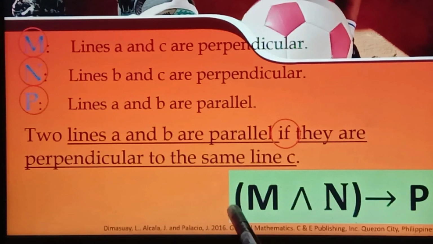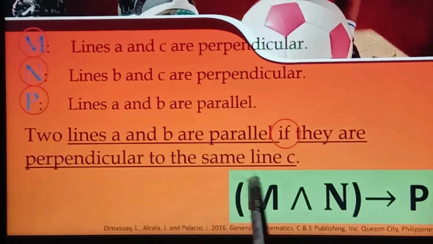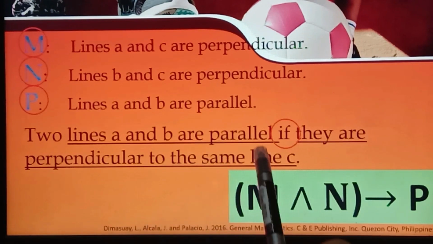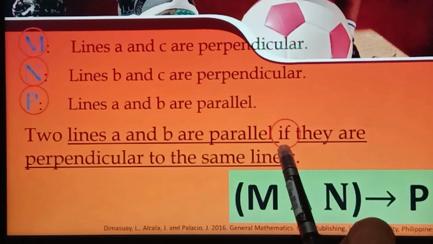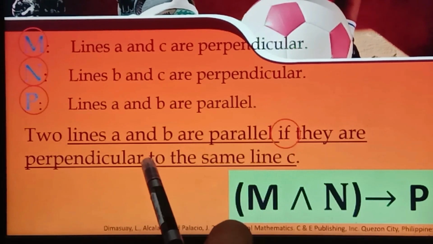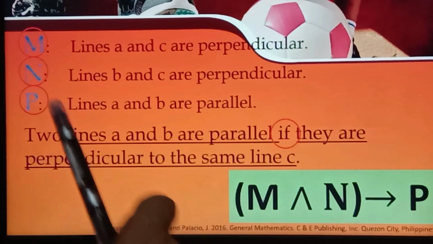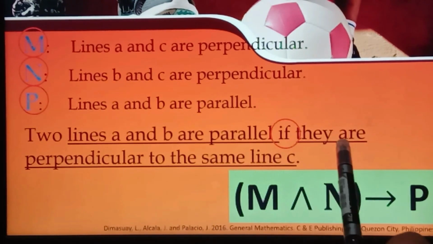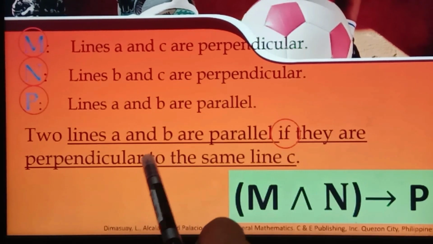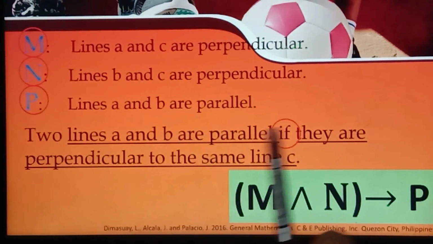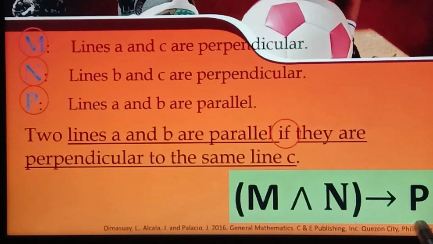So which will be this one? If you notice, this is the if statement, if they are perpendicular to the same line C. Wait, I think I said that wrongly. Okay, let me repeat this one. The if statement is having another type of proposition, but your then statement is only composed of one statement. Okay, so again, let me repeat that. Your if statement is composed of another type of proposition, which is actually a conjunction, because if they are, so we have their M and N. And then our then statement, we only have one statement here, which is your P.